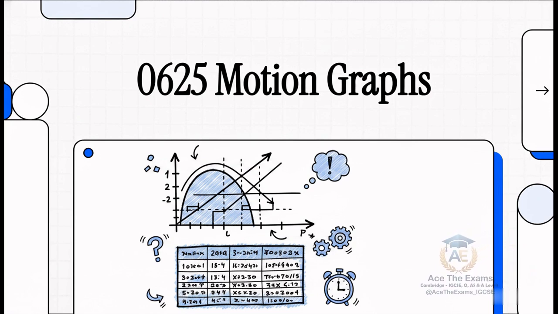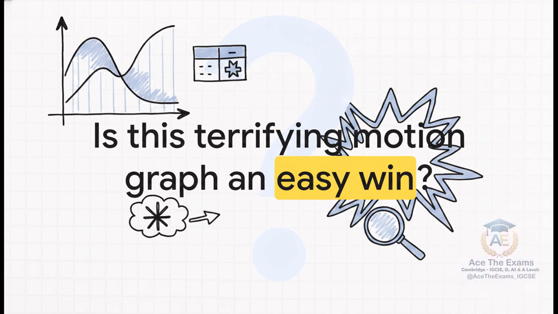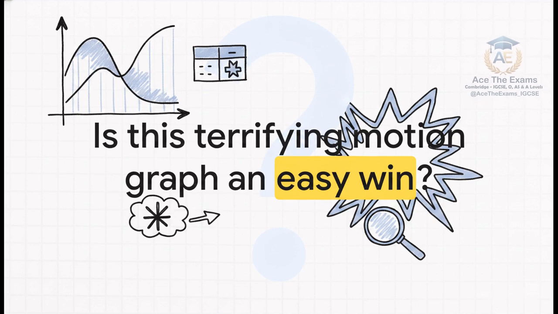A single misstep here costs you crucial method marks, and those mistakes cascade fast. It's got curves, varying gradients, hidden anomalies, and a 6-mark evaluate command word just glaring right back at you. It is literally designed to induce panic. But what if I told you this terrifying past paper question is actually the easiest win on the entire paper? Once you stop treating it like a math problem and start treating it like a mark scheme puzzle, everything changes.